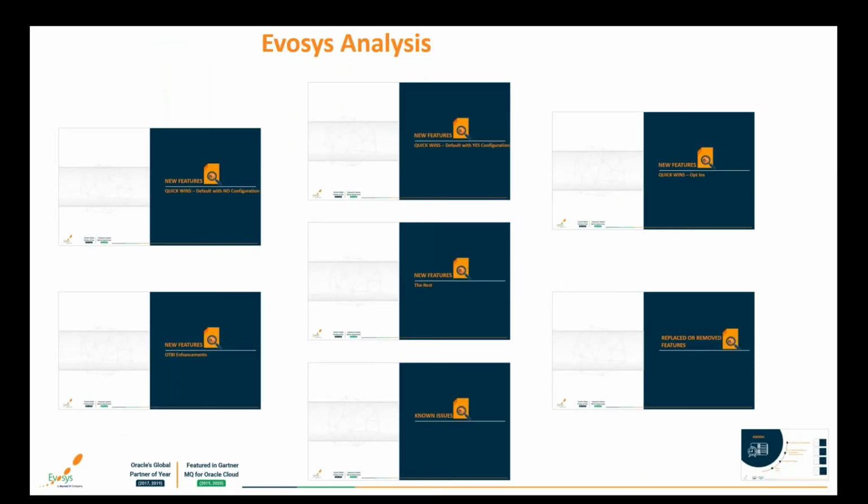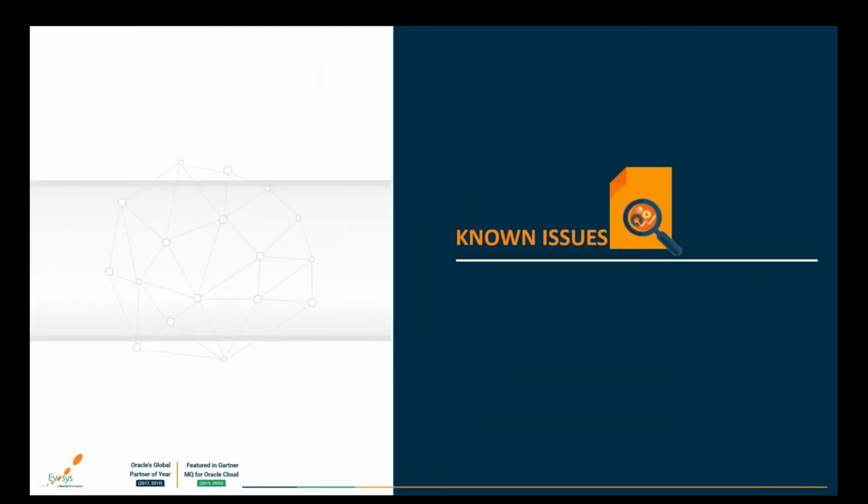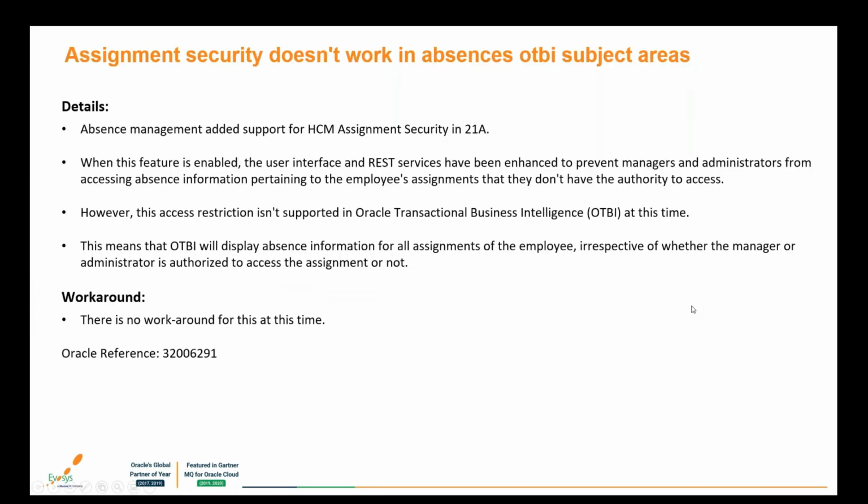So coming over to the known issues. Known issues in 21A, we have one new issue added that is related to absences OTBI security. Now, as we are aware, the absence management supports HCM assignment level security in 21A. However, this access restriction is not supported in OTBI at this time, which means it will display absence information for all the assignments of employees, irrespective of the access authorization. Unfortunately, there is no workaround for this currently.